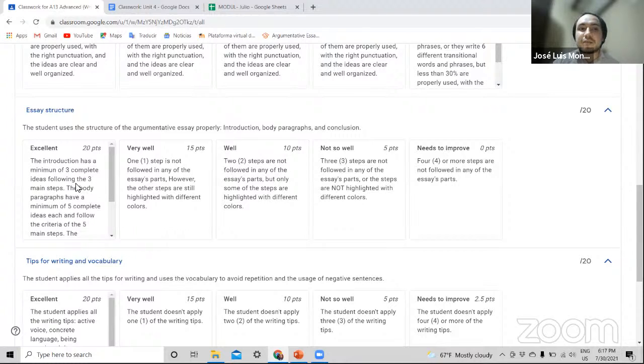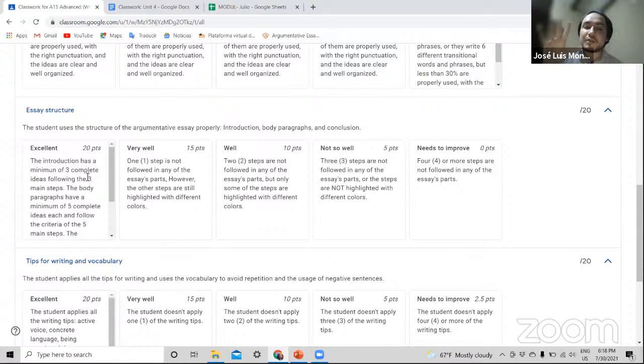So it means that when I say the introduction, body paragraph, and the conclusion, each of those parts has its own number of steps. For example, the introduction has 3 steps, right? The first complete idea is the hook, the second is the background, and the third is the thesis statement, right? 3 steps. 5 steps for each body paragraph.